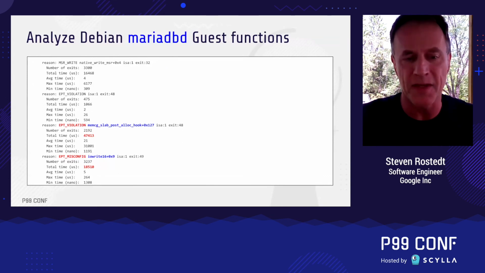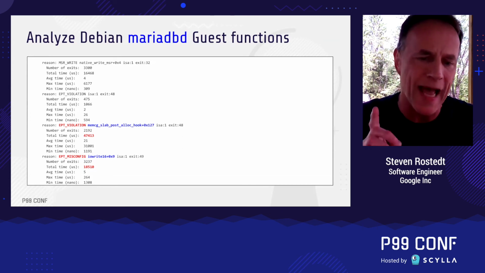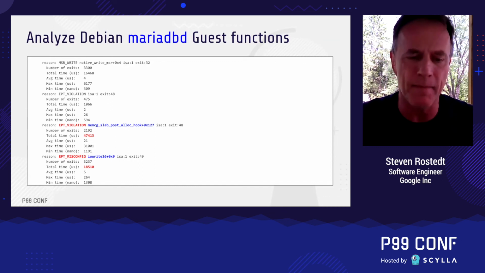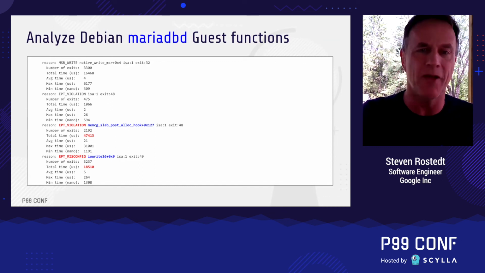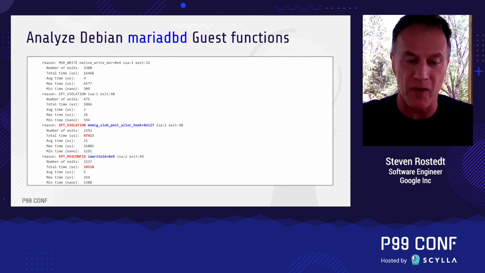In this case, it just happened that that EPT violation happens in the same spot every single time. And it's at that mem_cgroup post alloc hook function. So that's something I might want to look at to say, is there some way I could keep this violation from happening? And the misconfiguration is happening on the IO write operation.